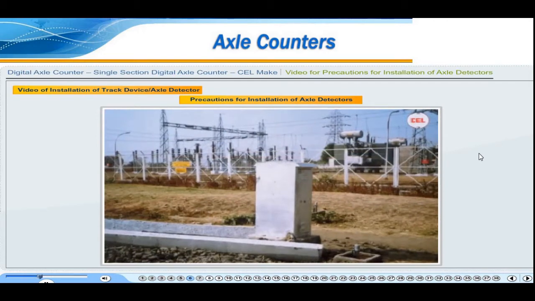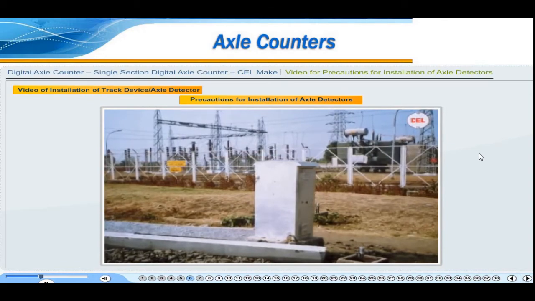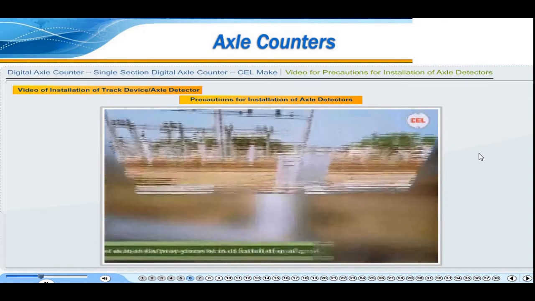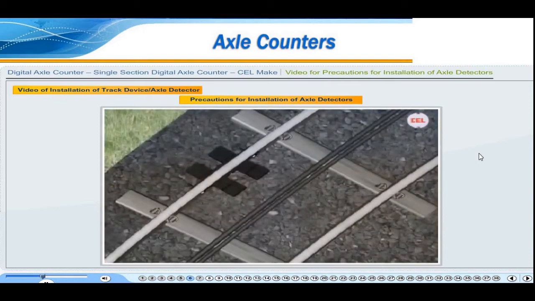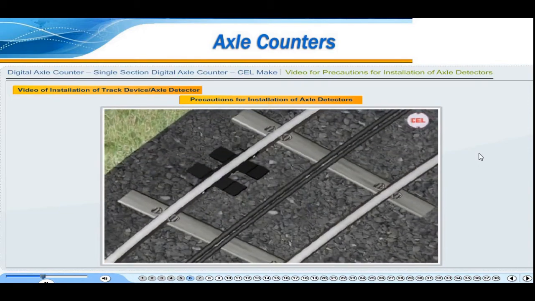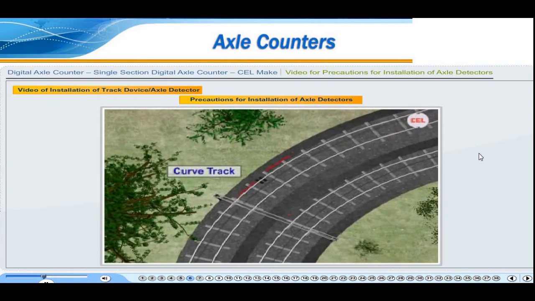6. While selecting the site for axle detectors near high voltage SSPs and feeder stations, ensure that proper care is taken as per railway procedures of installation of quad cables and proper earthing arrangement. 7. Avoid installation of axle detectors on curved tracks or on bends.